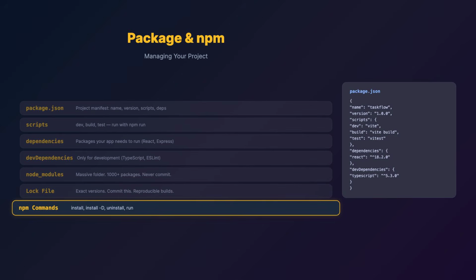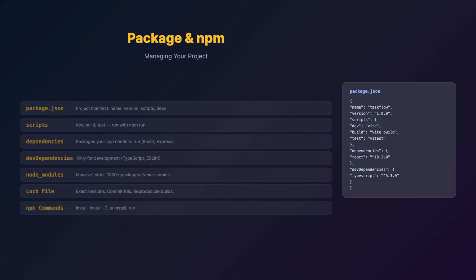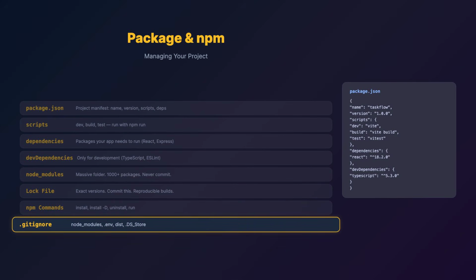npm install downloads everything. npm install package-name adds a new dependency. npm install -D adds a dev dependency. npm uninstall removes a package. npm run script-name runs a script.